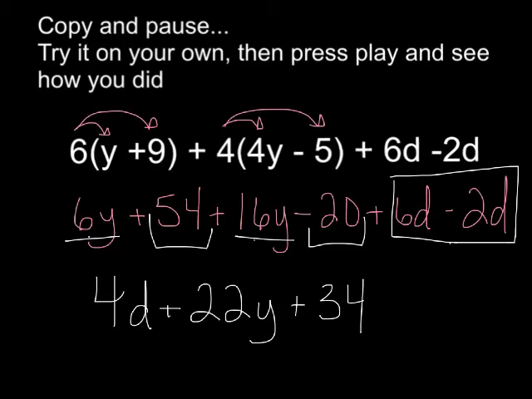If your terms are not in this order, that doesn't mean your answer is wrong. But just as a rule, we do like to have our variables in alphabetical order. So d would come first, and then y, and then the constant term we always like to have last.